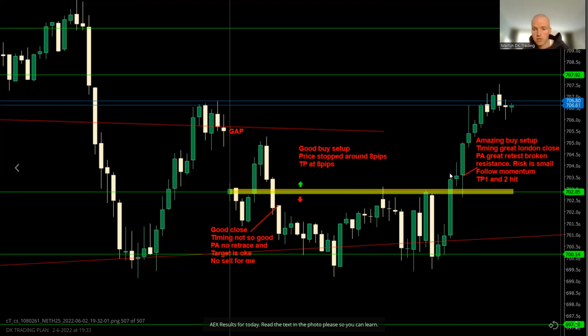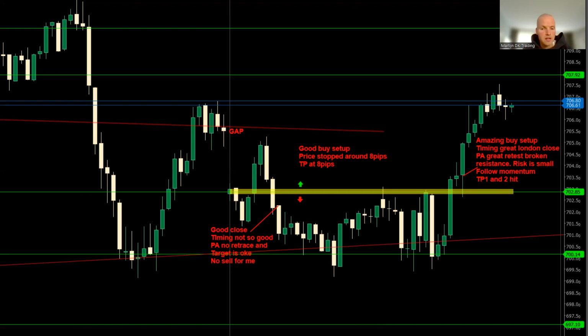So good close above, retest, not really my entry candle, but this is my entry candle. Why? Because it's within the timing and I wanted to wait for the London close. London close is usually a continuation of price or a reverse of price, but this is a good buying setup. TP1 and 2 got hit, so that concludes the trades for this week.